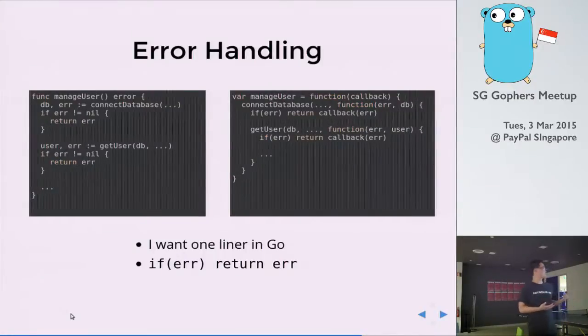But the thing I don't like about the error handling in Go is really the verbosity. Handling errors in Go requires 3 lines of code. It requires if error not equals to nil, then you return error. I really want to have a one-liner instead, like if error, return error, instead of spending 3 lines, because that really takes up a lot of code space.